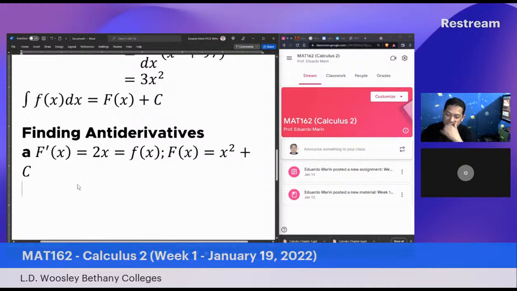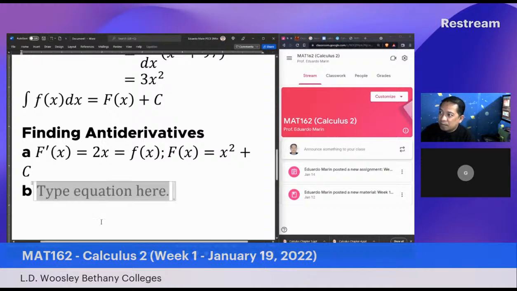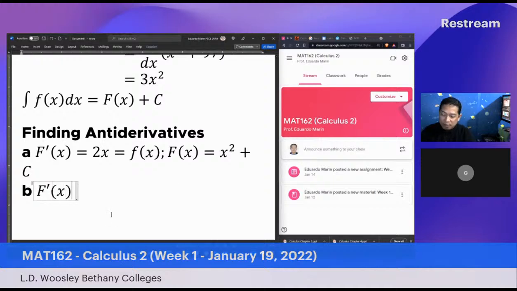So lalagyan na natin siya ng general solution. So general, or what we call sometimes the general solution is the indefinite integral. So meaning we will not set the boundaries yet, but of course if we will define the boundary, then we will have a definite integral for this. Okay, next, letter B, f prime of x is equal to x. What will be your f of x?